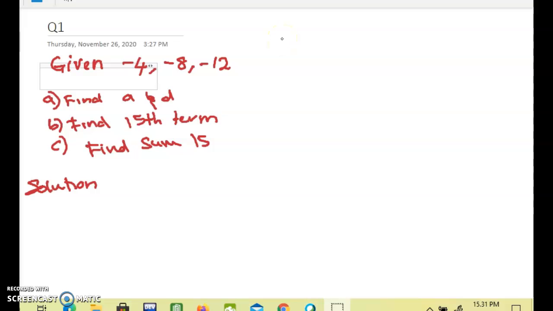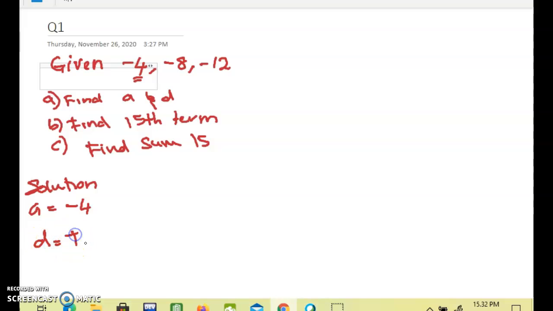Okay, I'm going to show you an example for arithmetic sequence, whereby given the question -4, -8 and -12, the question asks us to find A and D. Okay, first, as we have learned, A is the first term. So the first term in this question is -4.